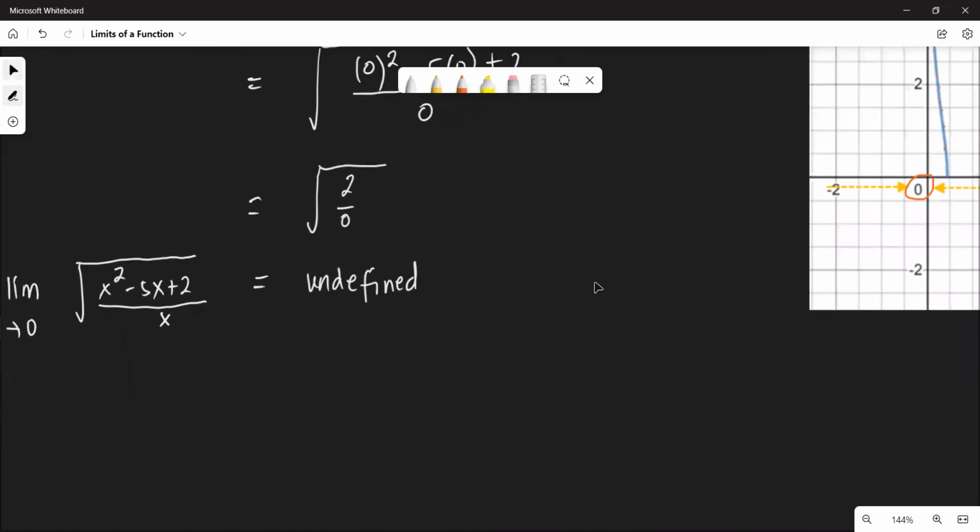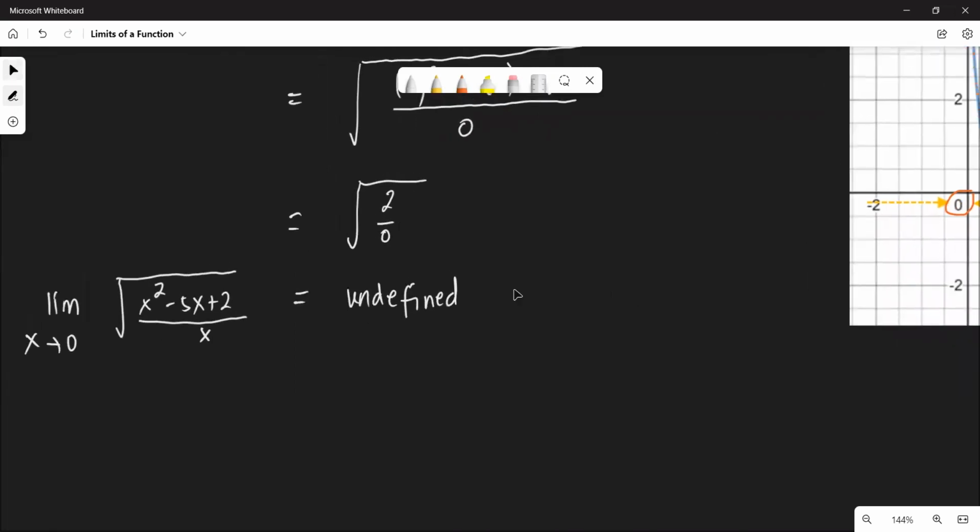All right. So that would be all for the properties of the limits of a function. So the next topic would be limits in indeterminate form.